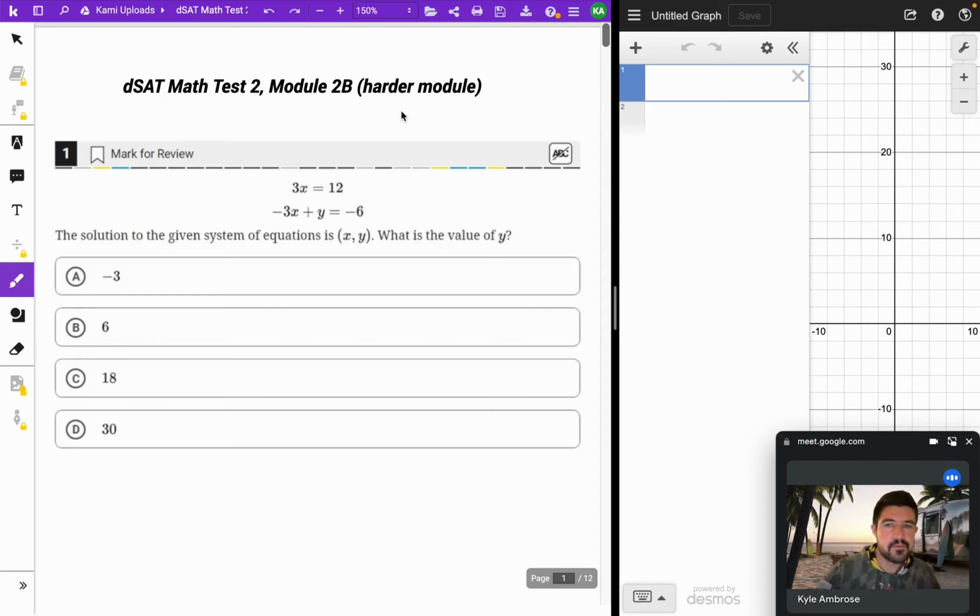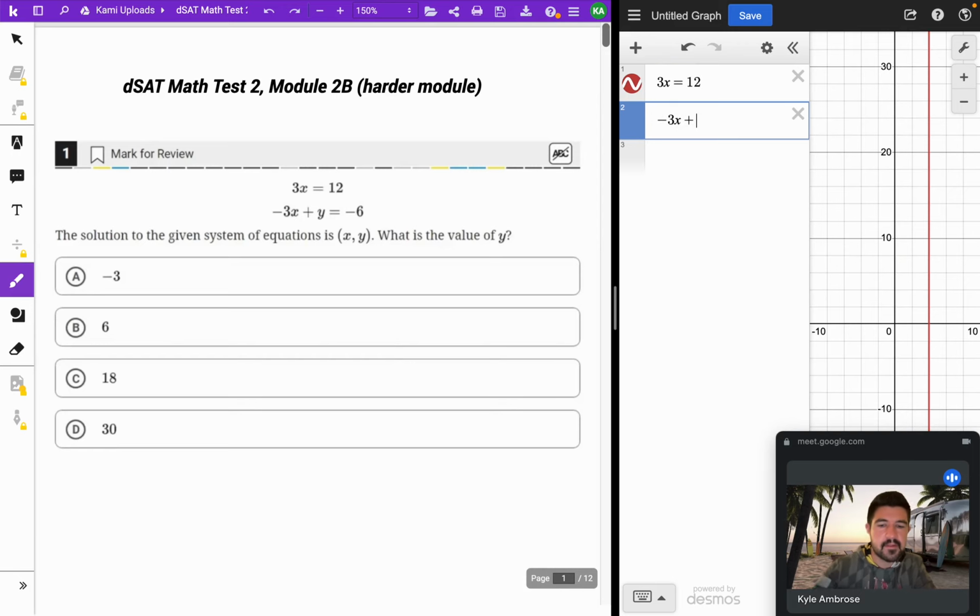So let's go to Desmos because we can solve the system really easily there. 3x equals 12. Negative 3x plus y equals negative 6. What's the value of y? That means that they want the value of y at the intersection point. The solution is the intersection point for the system, and the y value there is 6. So the first answer is B.